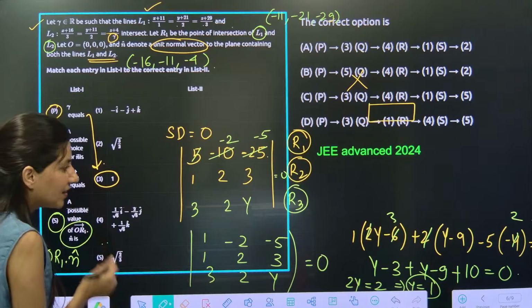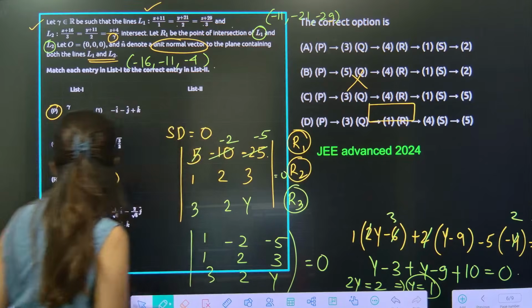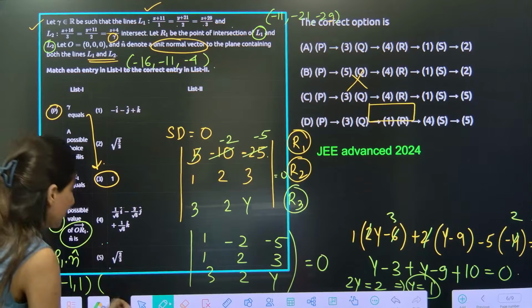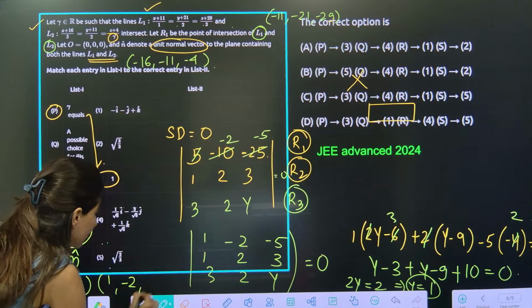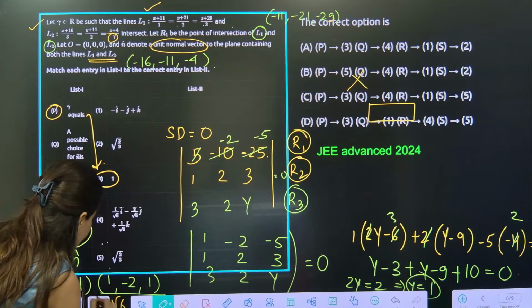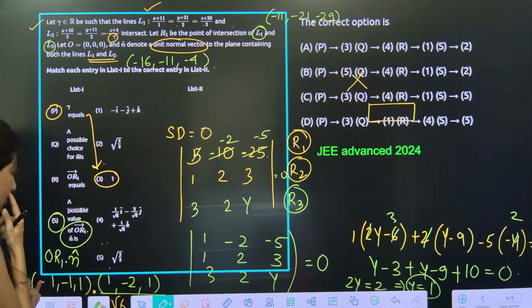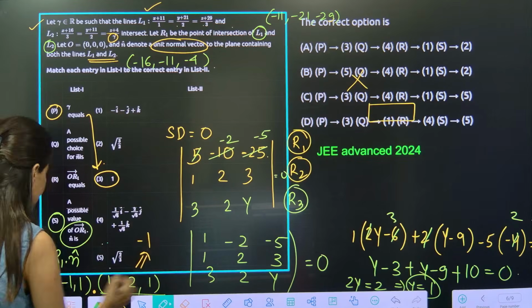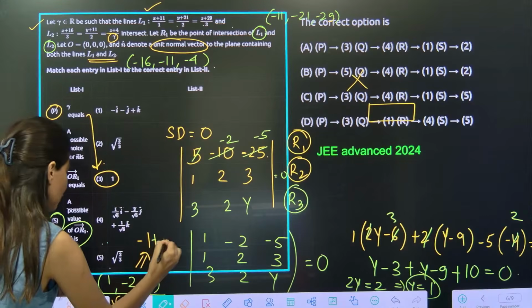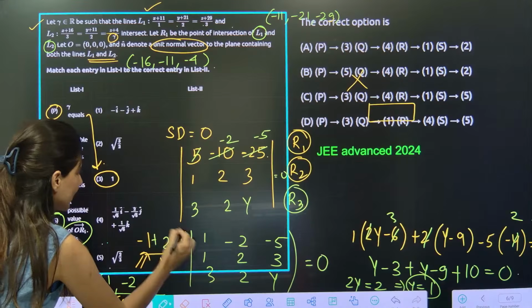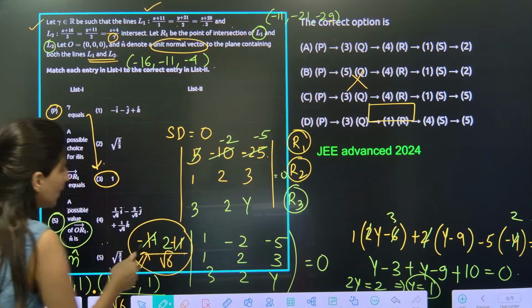So the OR vector, everybody tell me, will be what? Minus 1 comma minus 1 comma 1. N cap will be what? 1 comma minus 2 comma 1 upon, because it is a unit vector, divide by root 6, and take the dot product. Quickly take the dot product. So this is minus 1. Answer will be what? Minus 1, then plus 2, and this will be plus 1, upon square root of 6. So 2 by root 6.